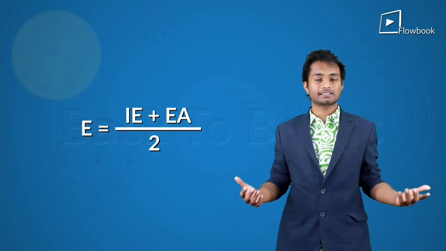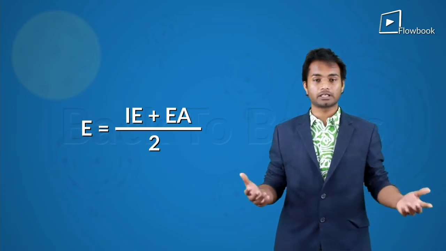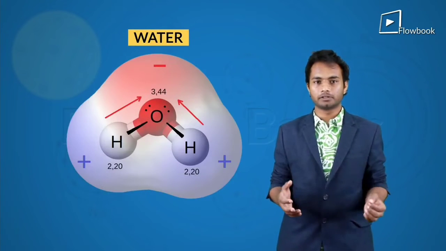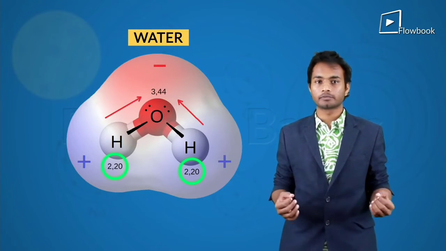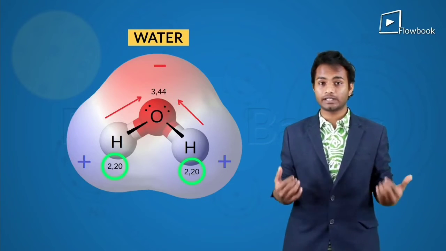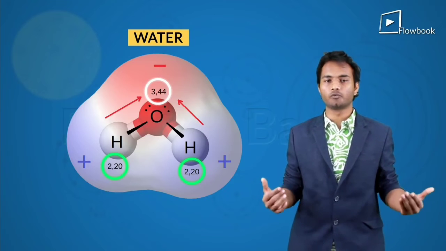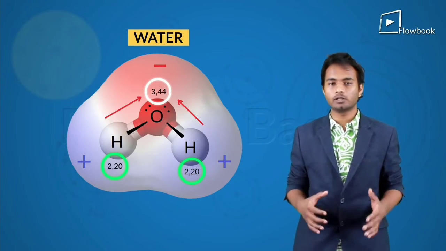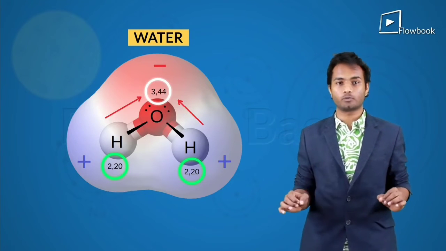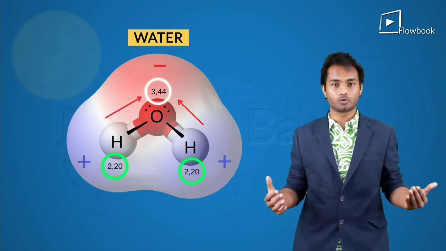But how does this electronegativity even matter in a chemical bond? Let's take water for example, which has hydrogen with an electronegativity value of 2.2 and oxygen with an electronegativity value of 3.44. Now that's the reason why you see the electrons in the water molecule hanging out close to the oxygen atom, because that's what attracts them more.